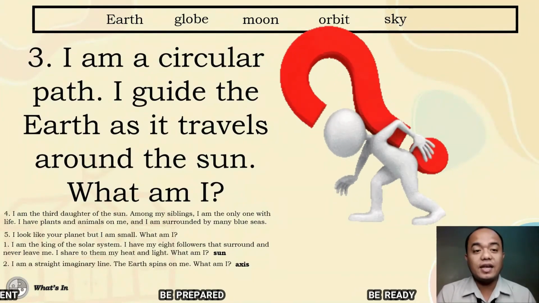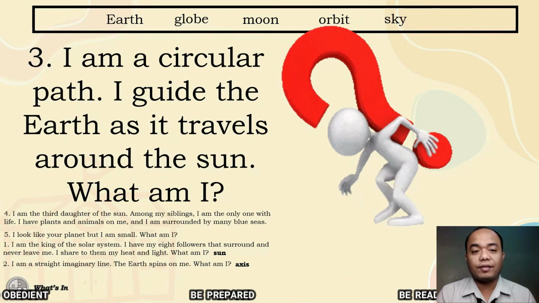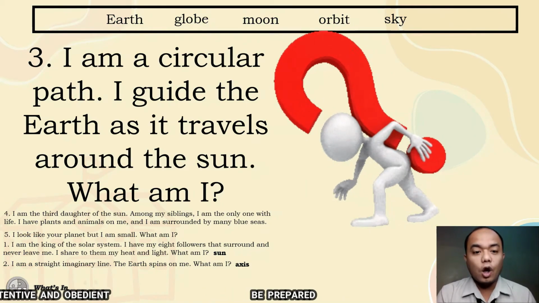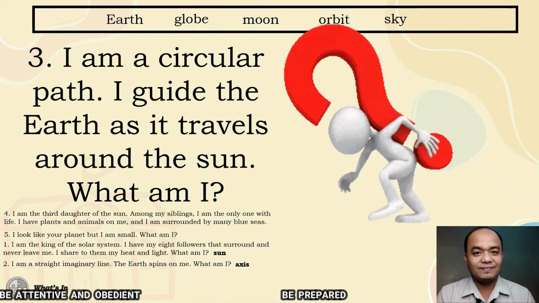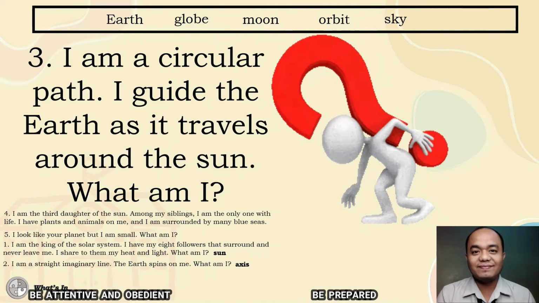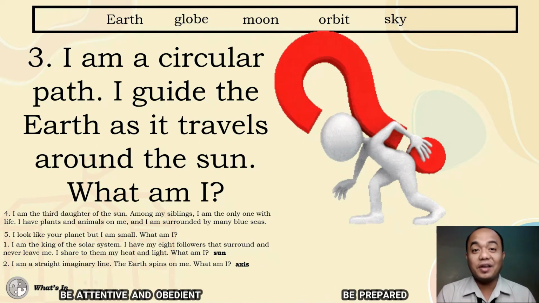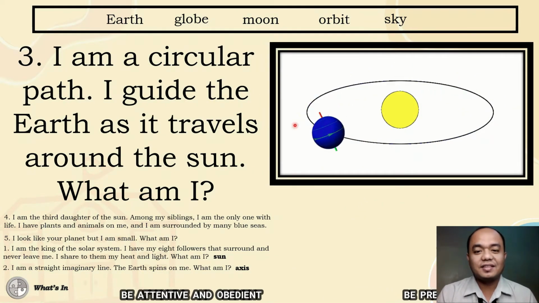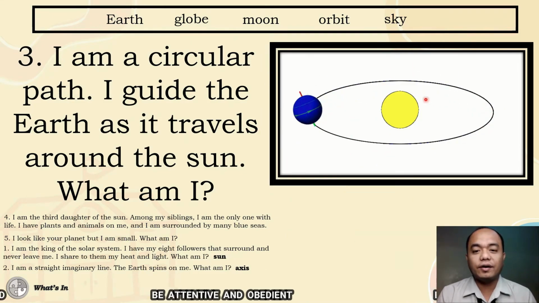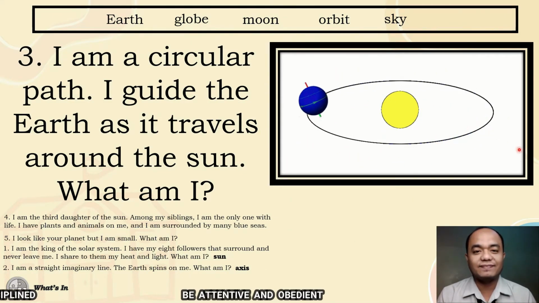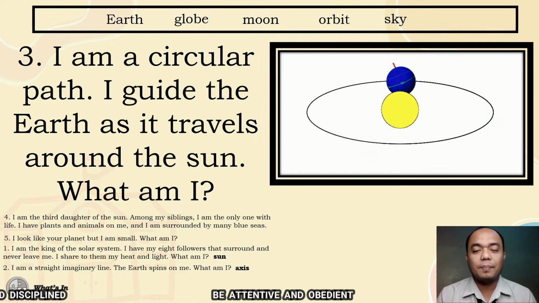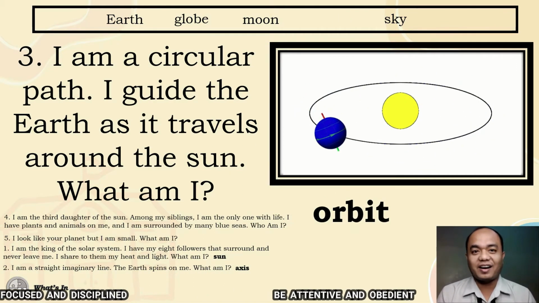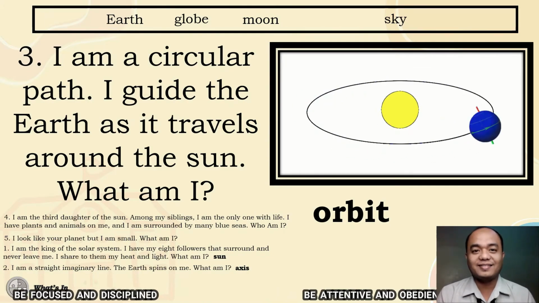Let's have number 3. I am a circular path. I guide the earth as it travels around the sun. What am I? What is the answer for number 3? Now, here's the clue. That one. That circular path where the earth travels around the sun. That circular path is called orbit. Very good.